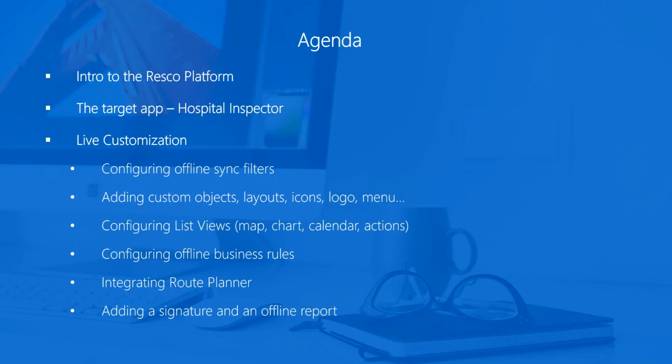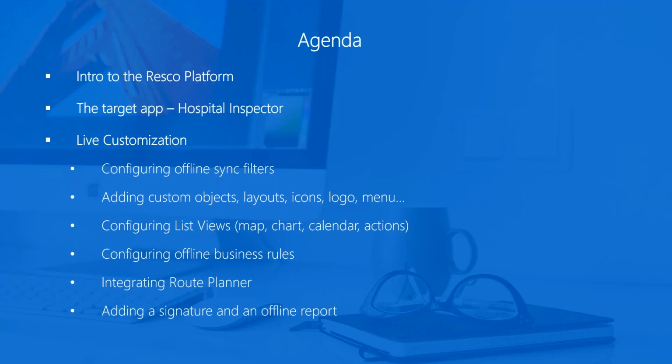But we will show you in this first part of the webinar how to configure the offline synchronization filters, how to add custom objects, their layouts, icons, how to change the logo of the application, the menus, and so on, how to configure list views so that they can be represented not only as a list of data, of text, but also in map, charts, calendars, and also configuring custom actions to be executed on the list views.